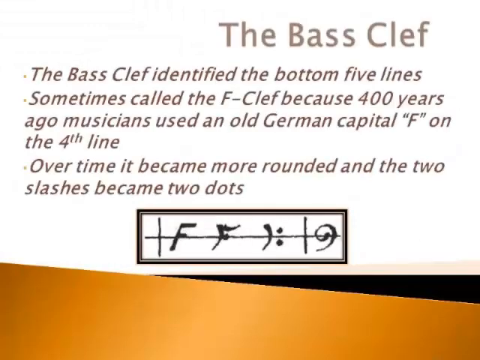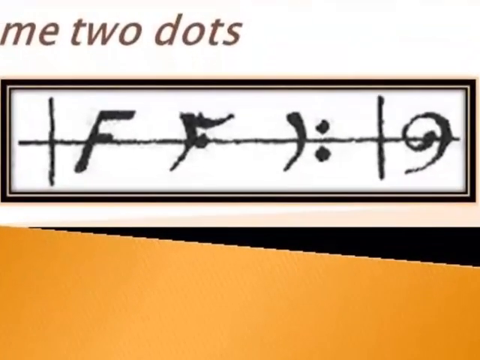Here we have the bass clef. The bass clef is the bottom 5 lines of the grand staff, and it was often called the F clef because many, many years ago, what musicians used to do is write an old German capital F on the 4th line. Again, that 4th line is the F line, so that becomes one of our landmarks for naming notes.